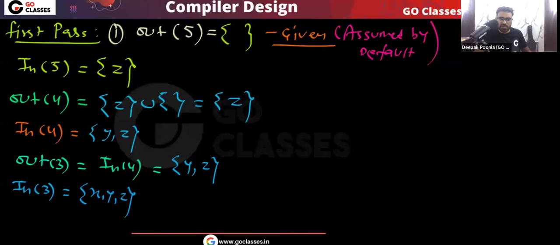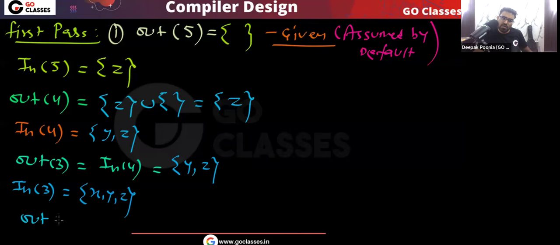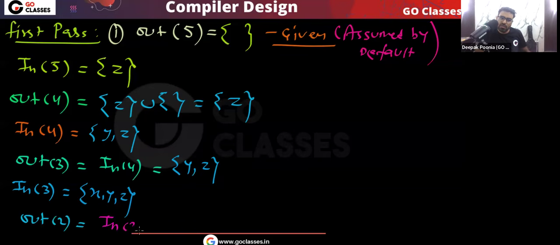Okay, very simple. Then you can see, we got in of 3, what will be out of 2? Remember, for this statement 2, there is only one outgoing edge, there is only one successor. So I can say out of 2 is the same as in of 3, and that is xyz. Very simple. Step by step we are going.